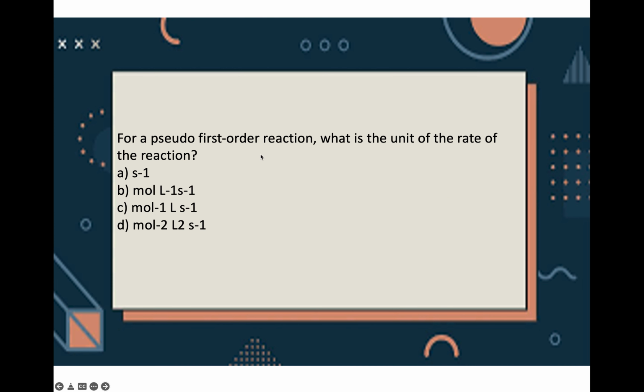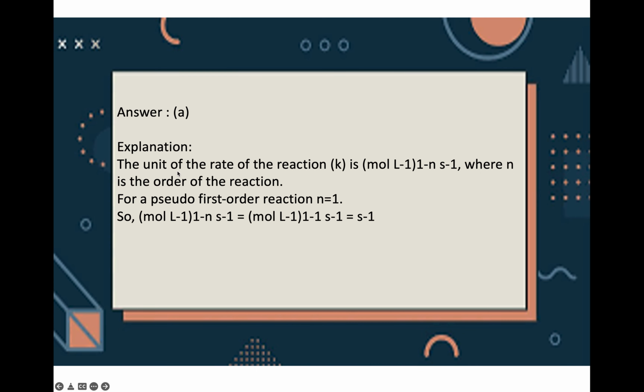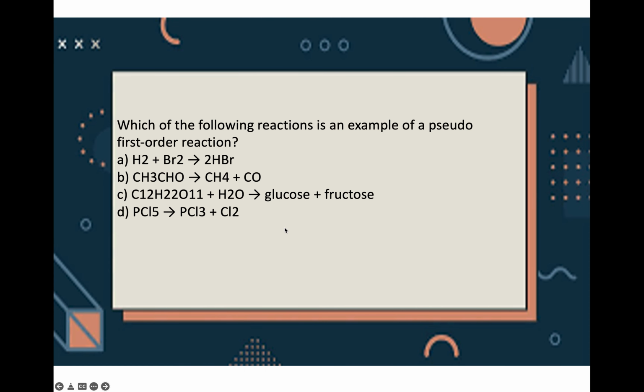Then for a pseudo first order reaction, what is the unit of the rate constant of the reaction? So always you remember, it is option A, first order, it is second raised to minus 1. Now which of the following reactions is an example of pseudo first order? And you are having 4 choices. Option C is the correct answer.